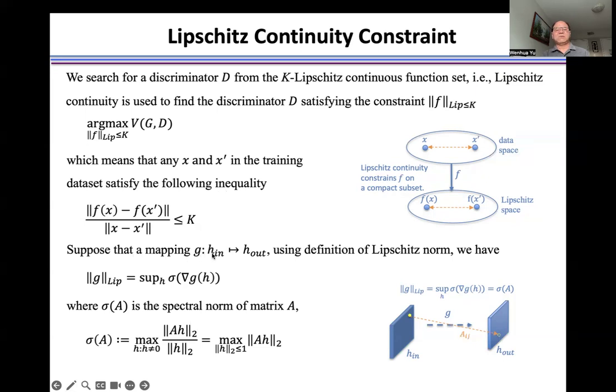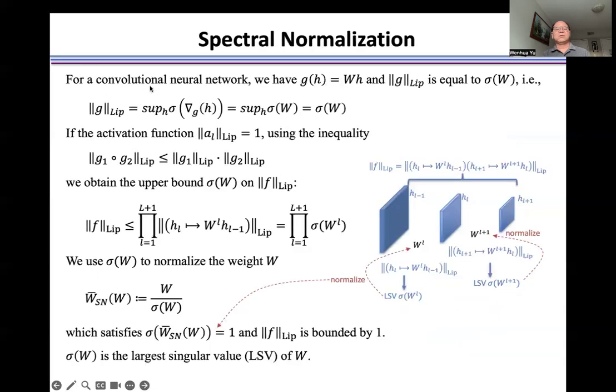Suppose that a mapping g from h in to h out. Using the definition of Lipschitz norm, we have this equation, where sigma is the spectral norm of matrix A. So we can use this definition to calculate sigma. For a convolutional neural network, we have g equal to W h, and the Lipschitz norm of g is equal to sigma W, namely, the Lipschitz norm of W is equal to sigma W.